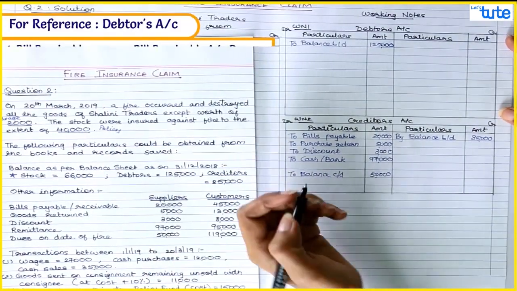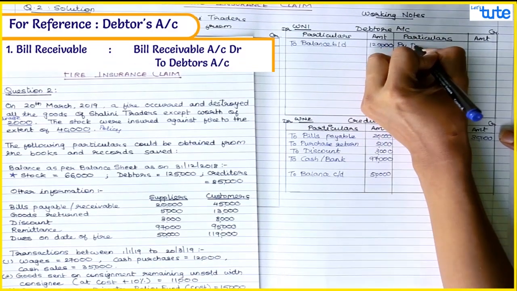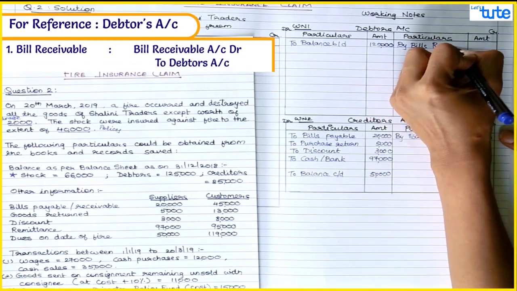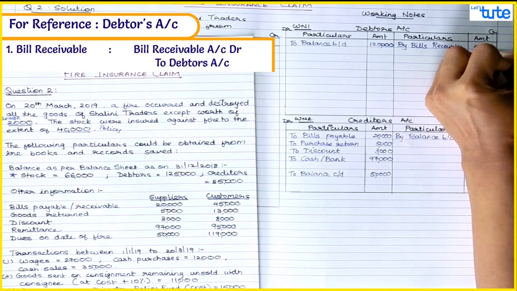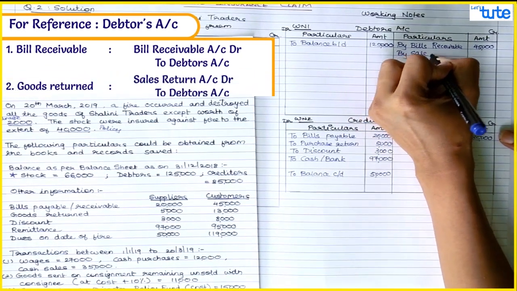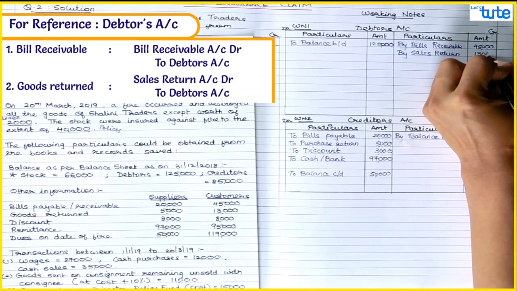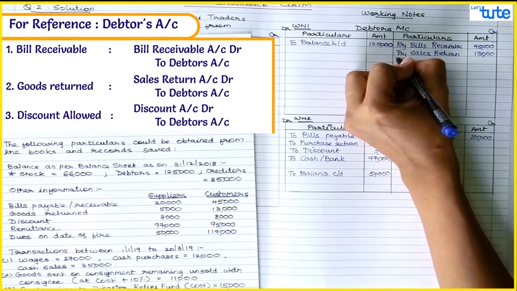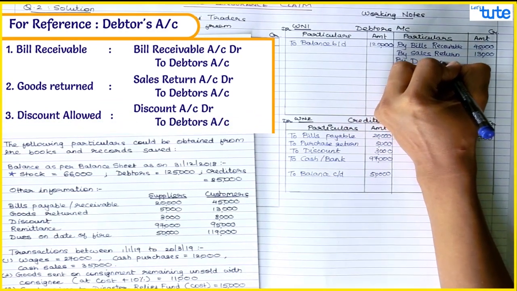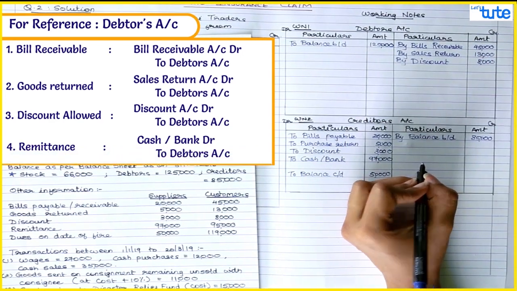Now for debtors, the bills receivable entry becomes bills receivable account debit to debtors account. So by bills receivable, 45,000. Next goods return. So this would be your sales return. By sales return, 13,000. Next discount, 8,000. So this would be discount allowed to debtors. By discount, 8,000.